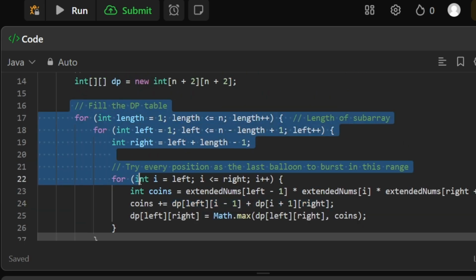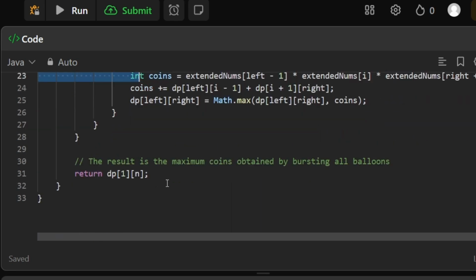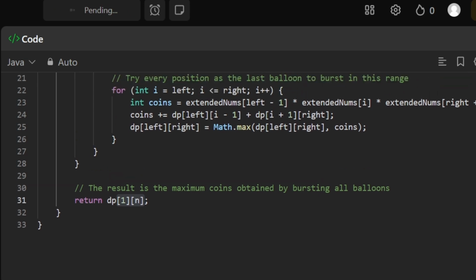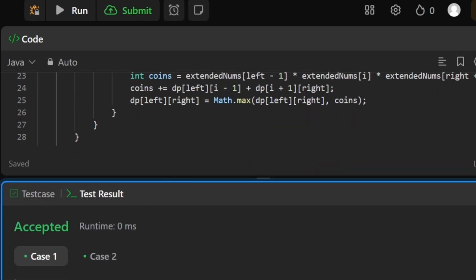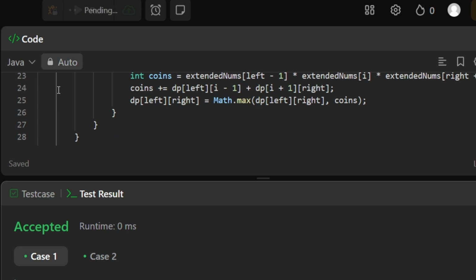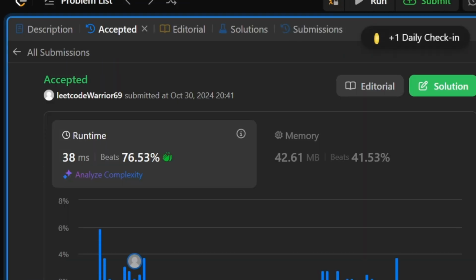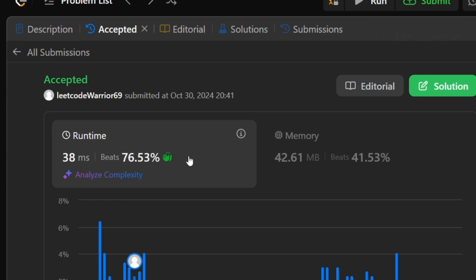So these are the 3 for loops that would take care of the entire logic that we just explained, and then we can simply return the value for the range 1 to n, that is the range that we are given in the input. So let's try to run this code. Okay, seems like our solution is working as expected. Let's submit this code. And our code beats nearly 80%, like 74% of all the other solutions, which is pretty awesome.